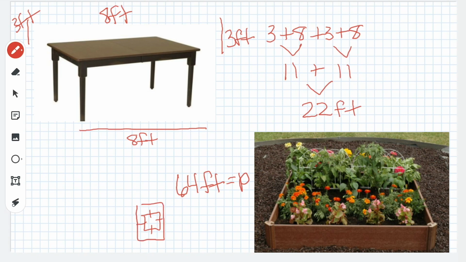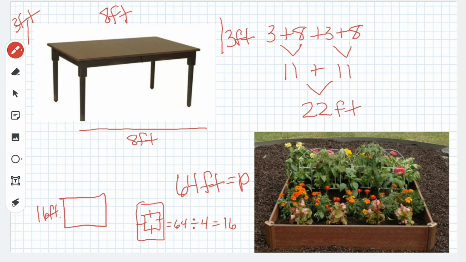If the total is equal to 64, that means that I could take 64 total feet and divide it by the amount of sides in the square, which is 4. And what am I going to get? Well, 64 divided by 4 is 16. That means that the length of each side of this flower bed is 16 feet.